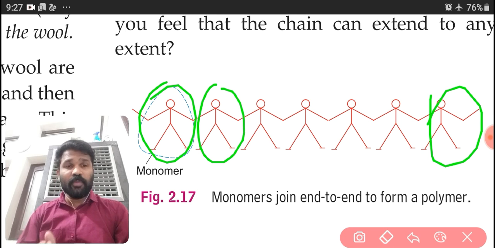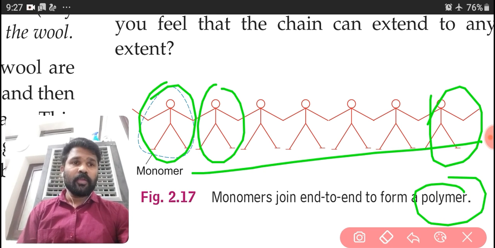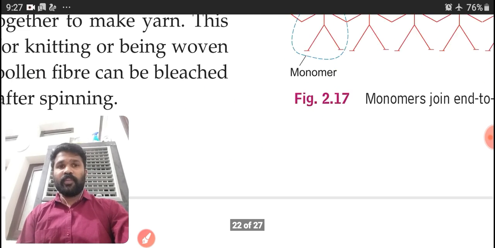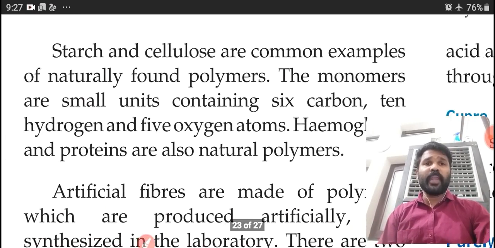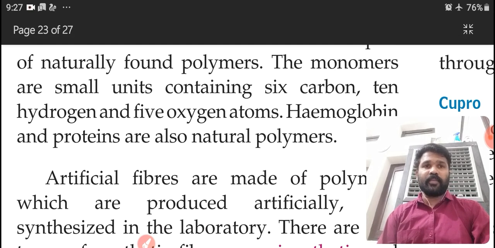It is monomers joined end to end to form a polymer. This all together is called a polymer. Okay, students. Now, starch and cellulose are common examples of naturally found polymers. The monomers are small units containing 6 carbon, 10 hydrogen and 5 oxygen atoms.